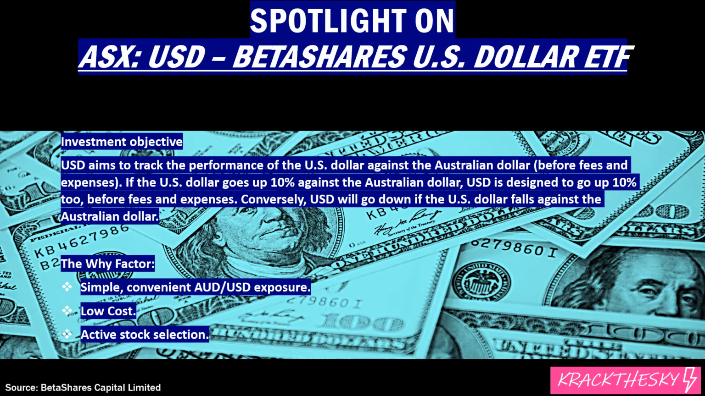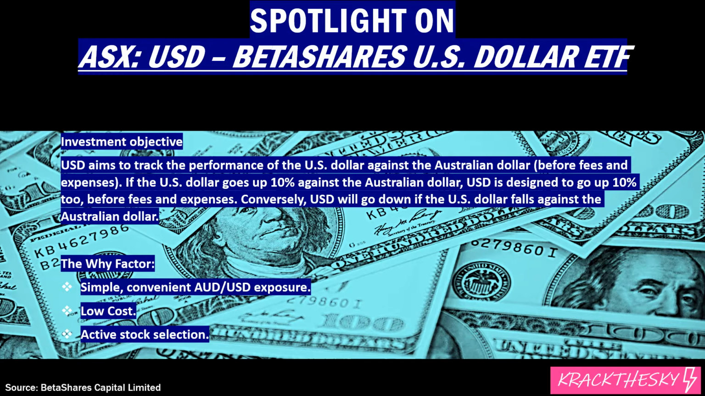Okay, USD aims to track the performance of the US dollar against the Australian dollar. So if the US dollar goes up 10% against the Australian dollar, USD, the ETF, is designed to go up 10% as well. Conversely, the ETF will go down if the US dollar falls against the Australian dollar, so you're really buying the fluctuation between the Australian dollar and the US dollar with this ETF.